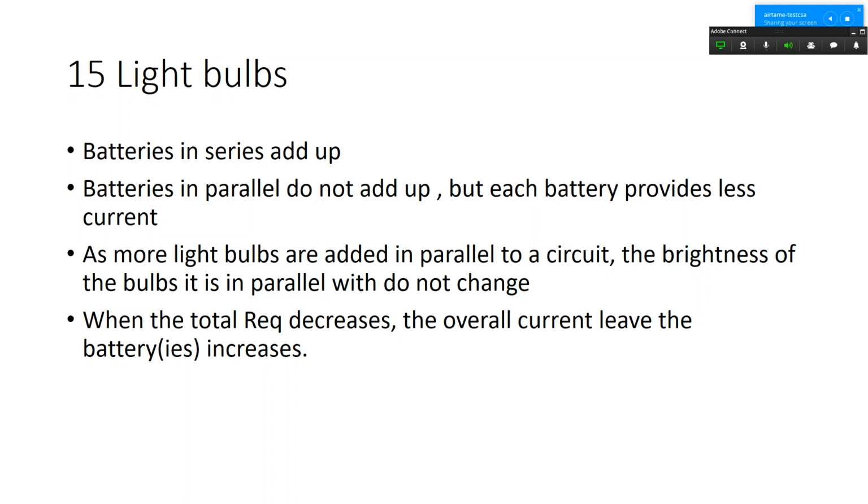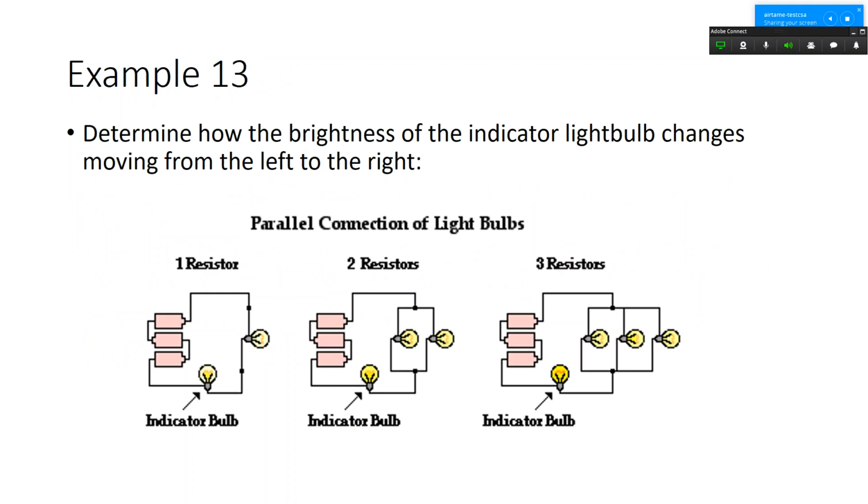Okay, and I have a problem that you guys can work on. It's determine the tendency of the brightness of the light bulb from left to right. So what's happening to this indicator light bulb as I'm adding more light bulbs in parallel?